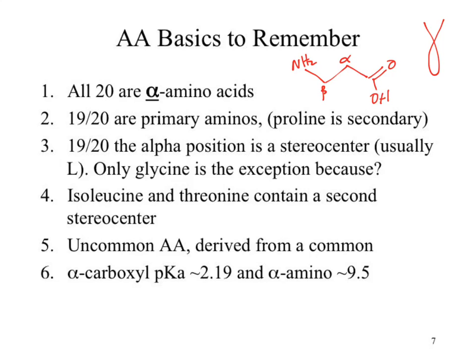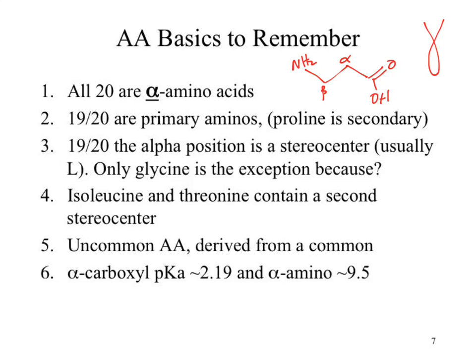19 of the 20 are primary amines. That means when you look at the nitrogen, it has only one carbon attached to it. There is an exception: proline is a secondary amine. If you look at the structure of proline, it's very distinct from the others. I'd recommend that's a good one to memorize, because that side chain actually doubles back on the amino acid, which is going to restrict a lot of the motion within that amino acid itself. That restriction in motion can force structural effects further on down the chain.